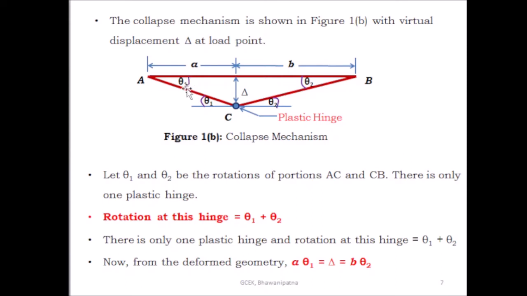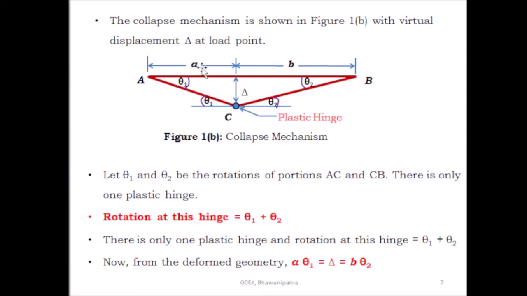If this is the rotation at the support A, theta 1, so this angle is also theta 1, and at the support B the rotation is theta 2. So here also this angle is theta 2. So what is the total rotation that takes place at the plastic hinge C? That is equal to theta 1 plus theta 2. There is only one plastic hinge and the rotation at this hinge is theta 1 plus theta 2.